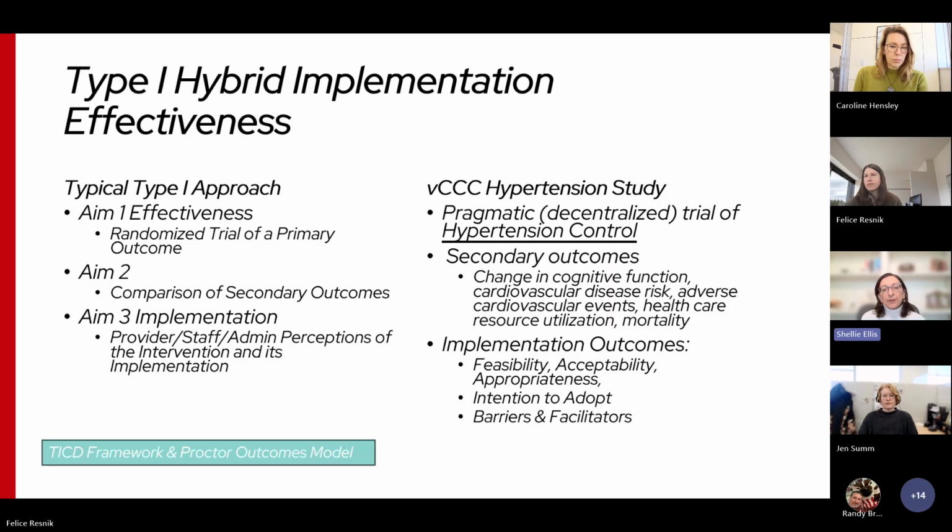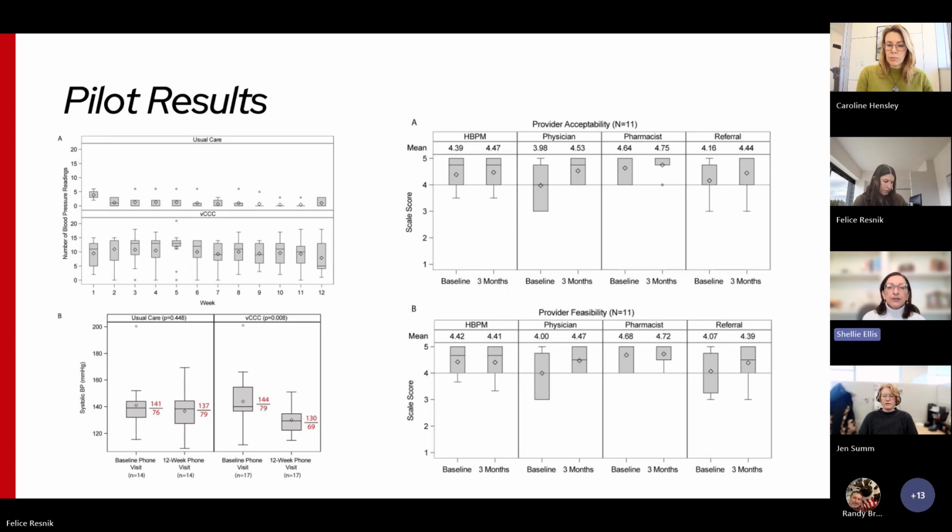Again, in the typical hybrid implementation effectiveness approach, your first aim is thinking about the effectiveness of the intervention. It's usually a randomized trial of a primary outcome. In our particular setting, the trial design that we used was a pragmatic trial. It ended up being completely decentralized, not on purpose, but because of COVID. We were planning for many elements of the care to take place remotely.